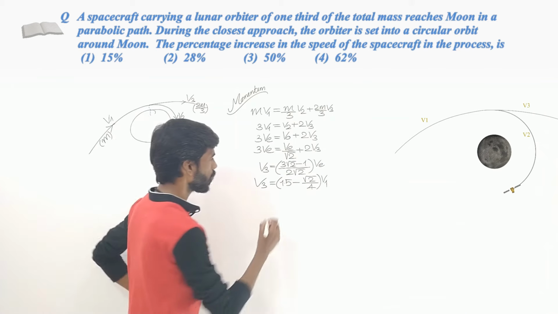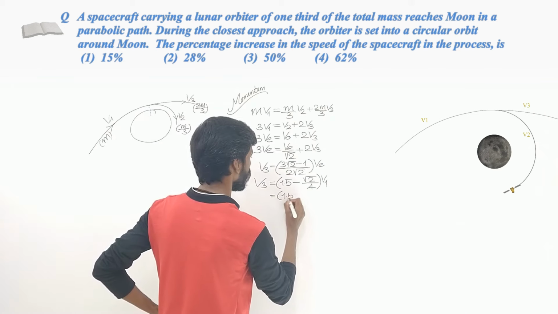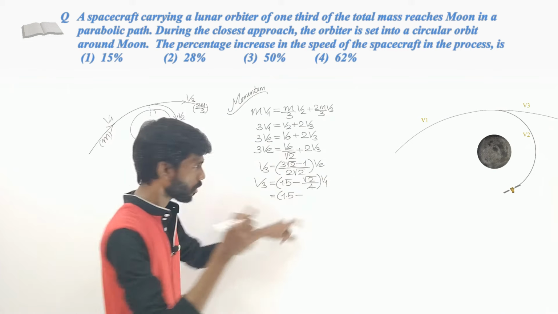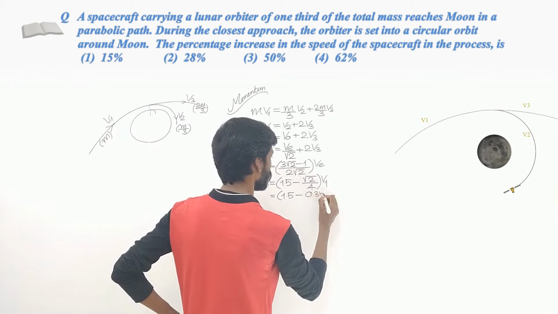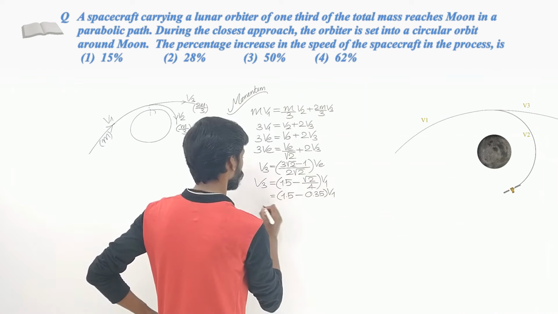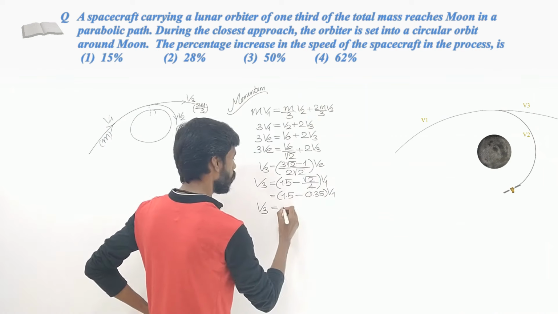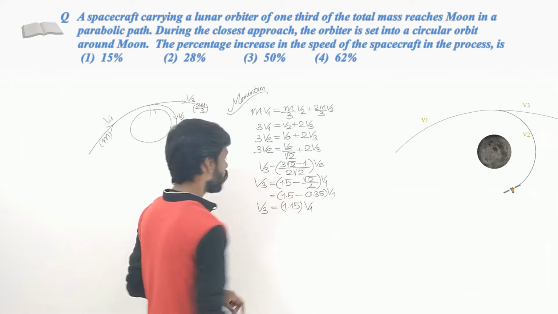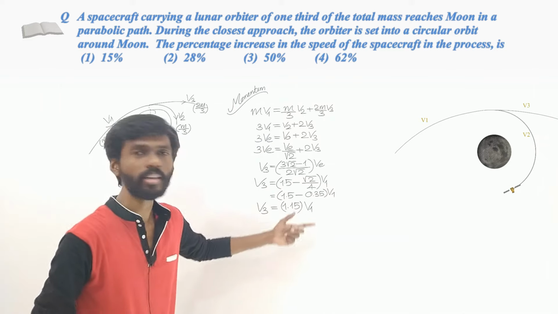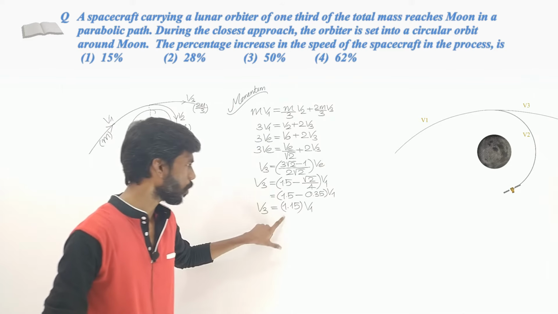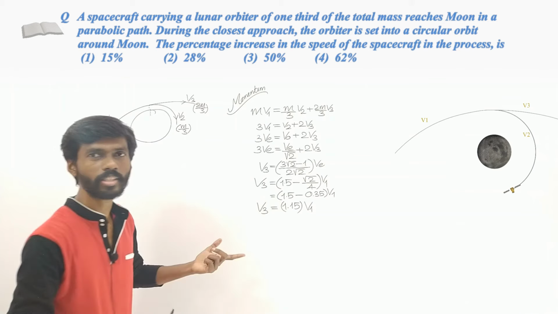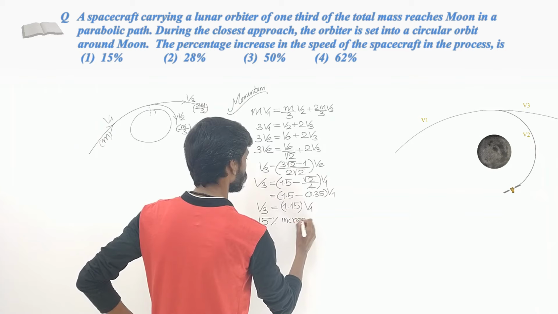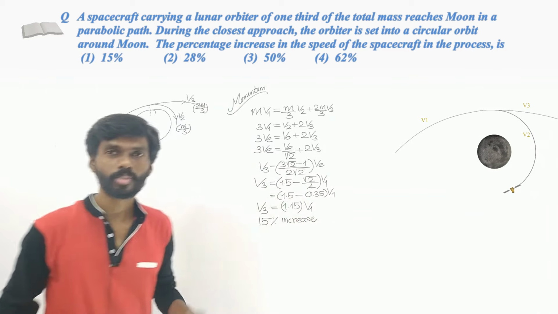Let's simplify this further. So this value is 1.5 minus, so root 2 value is approximately 1.4, divided by 4, so that will be approximately 0.35 times v1. So our required v3 is equal to 1.15 multiplied by v1. So the final speed v3 is little more than our initial speed v1. So how much more? 0.15 times. That means there is an increase in speed, right? So there is a 15% increase in its speed, and so that is the answer to the question.